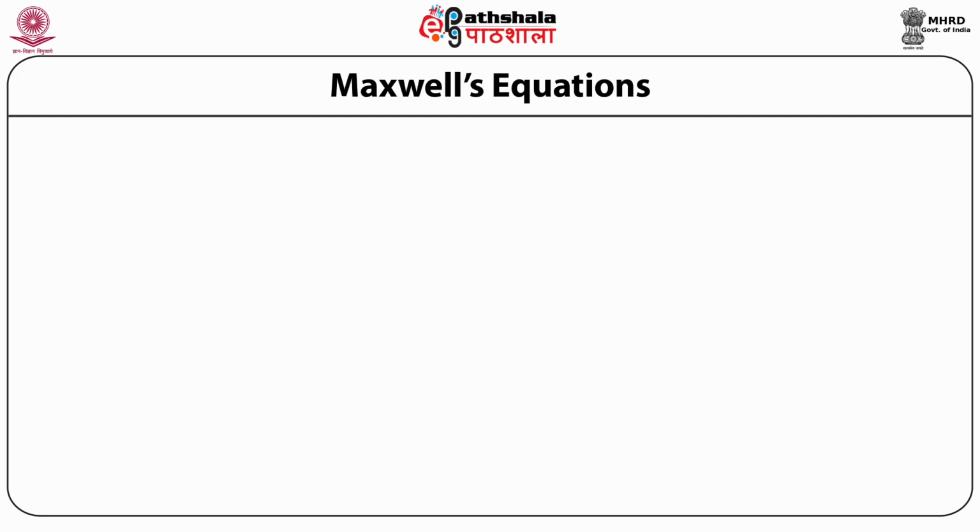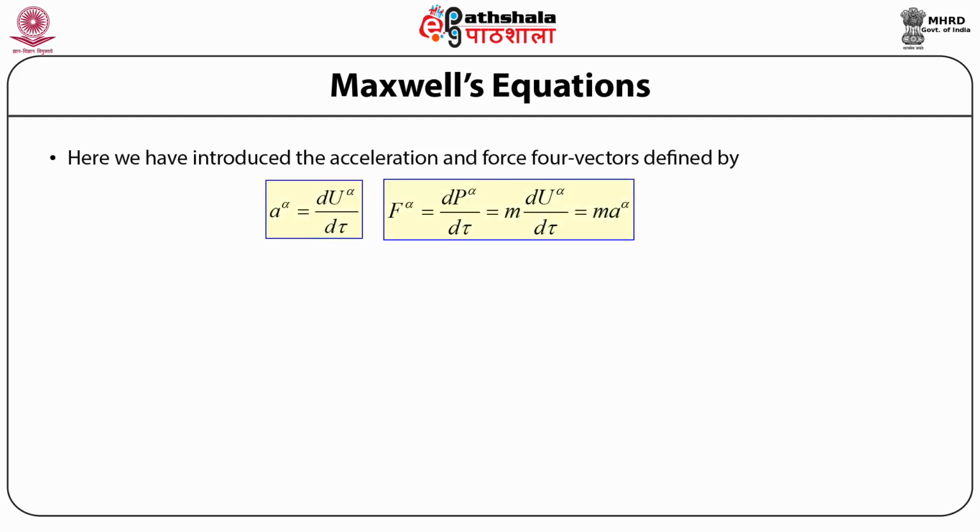So using these definitions, we have now introduced the acceleration and the force four vectors, which are defined by the acceleration four vector a superscript alpha is equal to the proper time derivative d by d tau of u superscript alpha, and the force four vector F superscript alpha is equal to the proper time derivative, that is d by d tau acting on p superscript alpha, and this is equal to m times d by d tau acting on u superscript alpha is equal to m times a superscript alpha.